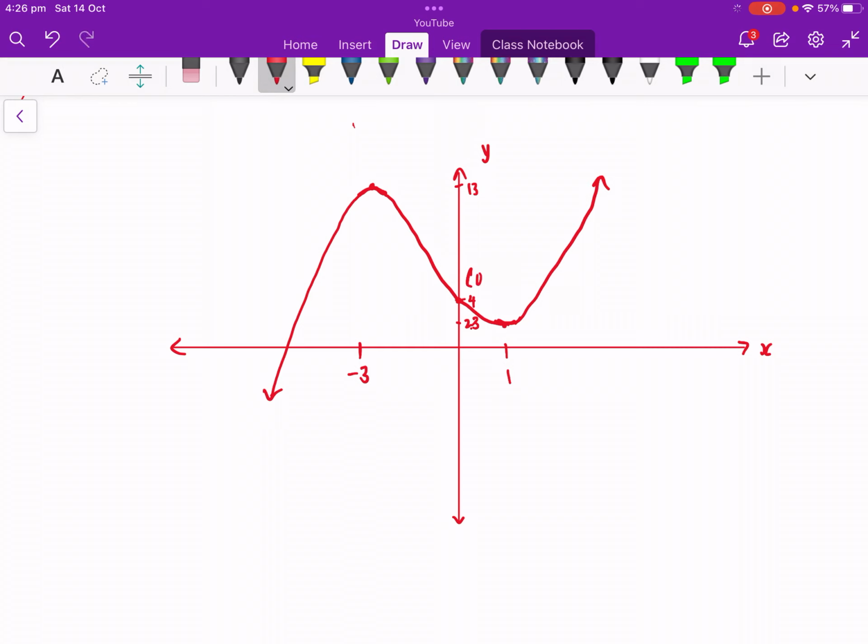So we're going to specify our coordinate is (0, 4). That turning point is (1, 7/3). That point is also (-3, 13). And we clearly are showing the nature as well. It's clearly a maximum and clearly a minimum for those two points. All right, so that's what the graph would look like.